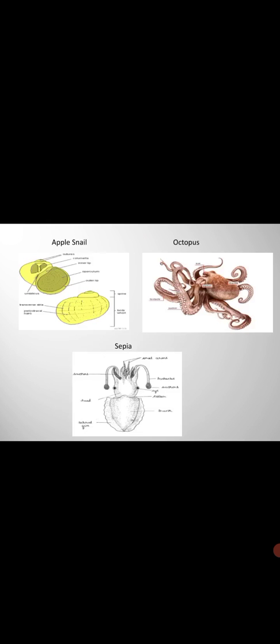Firstly, apple snail, as you can see, next is octopus, sepia. So remember the examples for the exam. Examples may be asked, and they will ask you to which phylum a particular organism or animal belongs. So you have to remember the examples along with the characters.